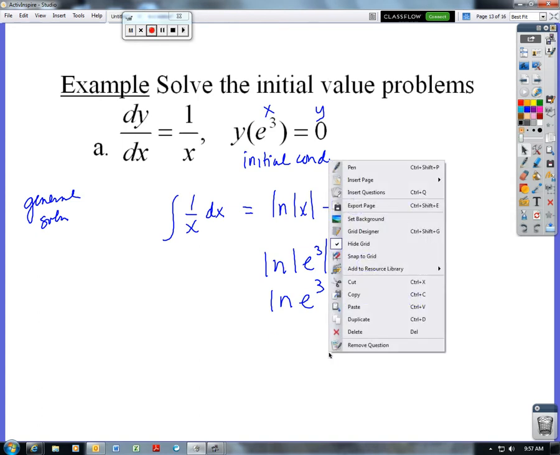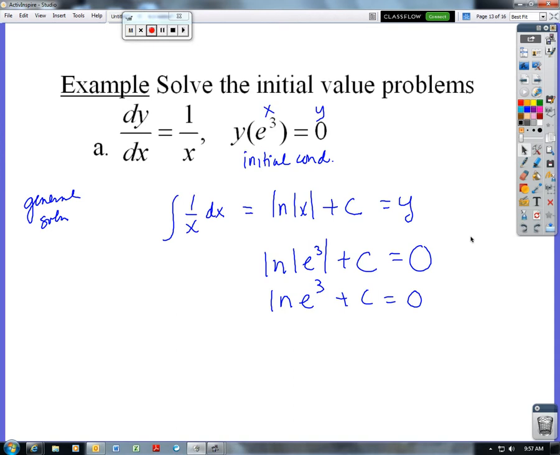And then subtract c. Oh well, by the way, natural log e is just 1. So 3 natural log e is just 3. I guess I wasn't thinking very well, was I? And then subtract 3. So c is negative 3.